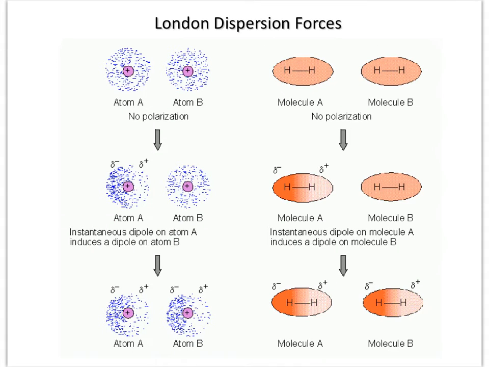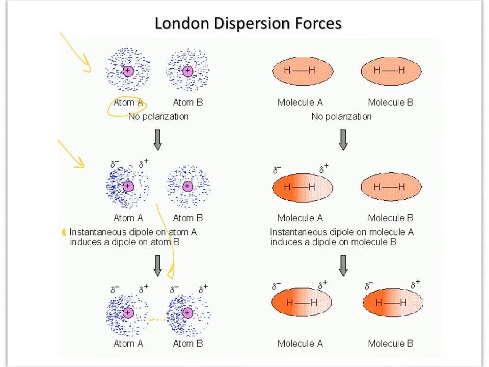This is just a diagram of how it works. This would be like in a noble gas. Noble gases are gases, but you could cause those noble gas atoms to attract to one another. If atom A has an instant dipole, it can induce a dipole on atom B, causing them to temporarily attract to one another.